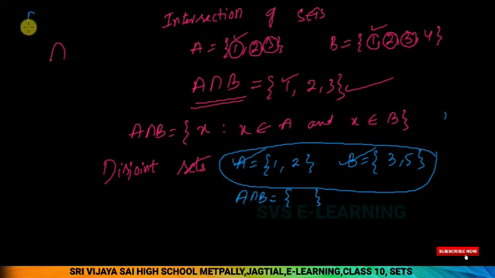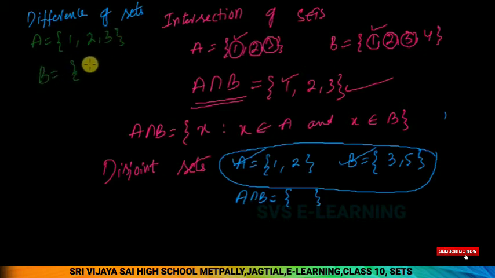Let us now learn about difference of sets. Let us say I have set A which contains the elements 1, 2, 3, and I have set B which contains elements 2, 3, 5. What is A minus B? A minus B is the difference of A and B sets. A minus B will contain elements which are in A but not in B.